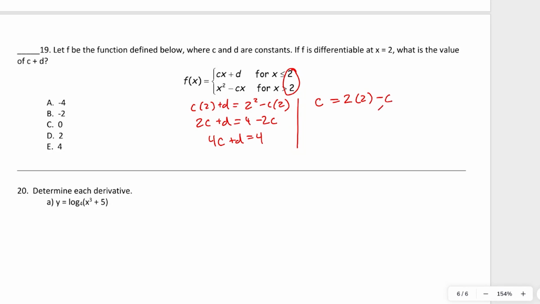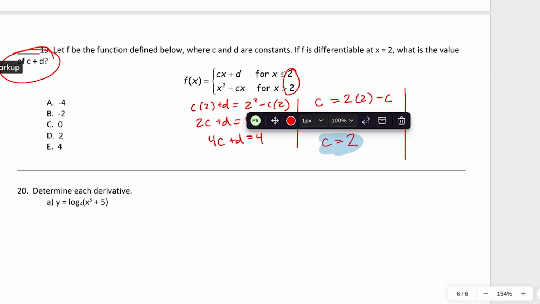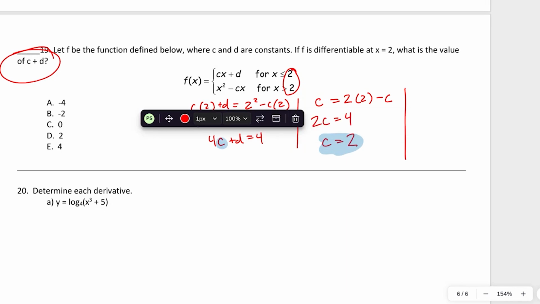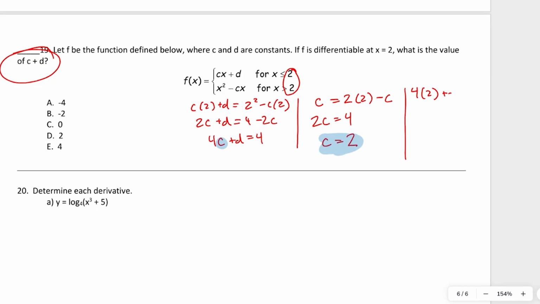So if I add c to both sides, I'm going to get 2c equals 4. Divide by 2 on both sides, gives me c equals 2. All right, so c is 2, but it's asking for c plus d, so I've got to actually find d also. So I'm going to put this 2, so I know that's what c is, right here, and then solve for d. So 4 times 2 plus d is 4.